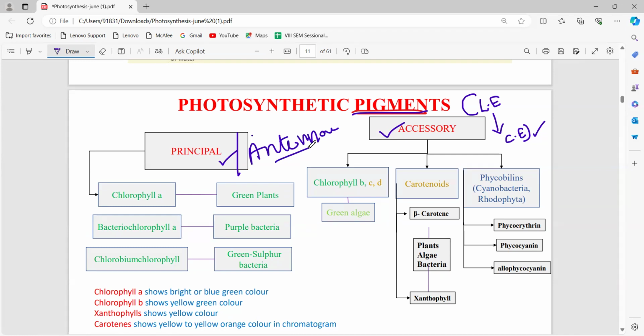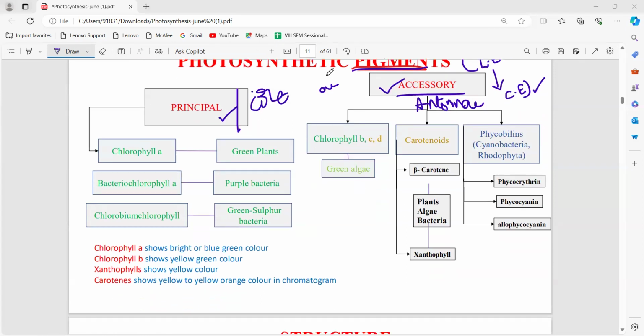So remember everyone, the principal pigments we also call core pigments. No point of getting confused over there. Principal pigments are also called core pigments. Accessory pigments, we also call antenna pigments. That is true.